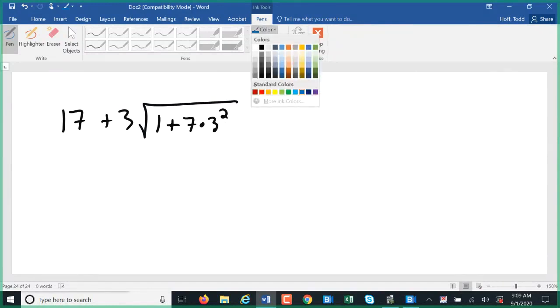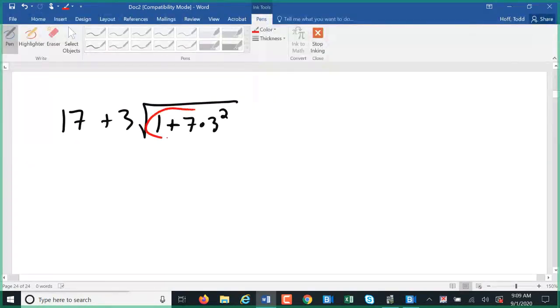It is also an enclosing symbol. You can see it separates the part of the problem that's inside it from the rest of the problem. So we have to start in there. Now, inside the radical, there are no other enclosing symbols. There is, however, an exponent, the 3 squared. 3 squared is 9.